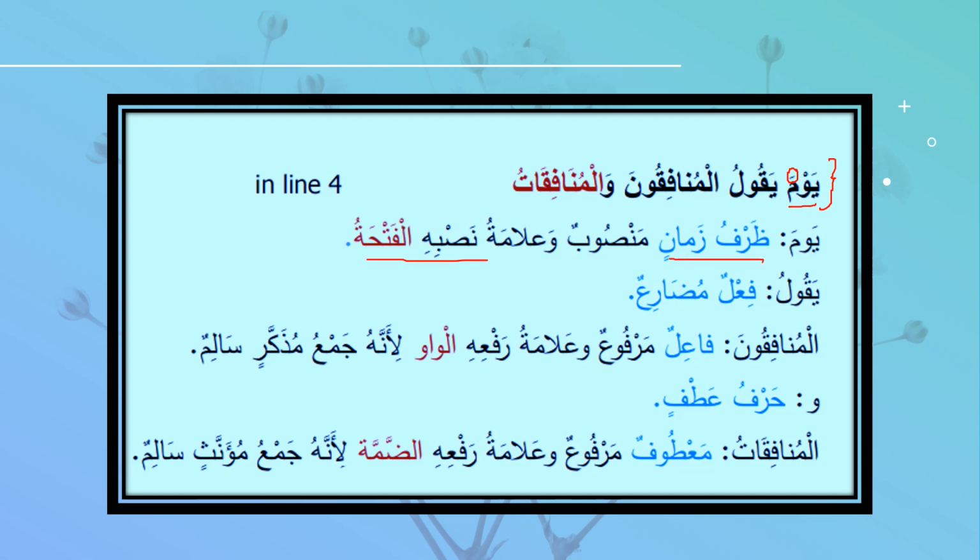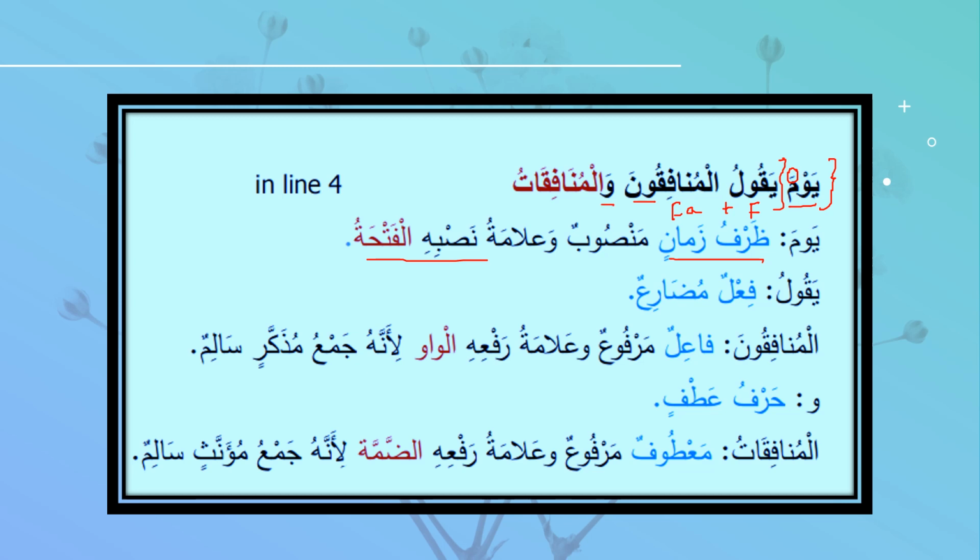Yaqulu fi'l mudari. From here starts your jumla fi'liya. Yaqulu is the fi'l plus al munafiqun fa'il. In this case, the fa'il is jama, and what kind of jama is this? Jama mudhakkar salim. Wal munafiqatu, and wow atf.